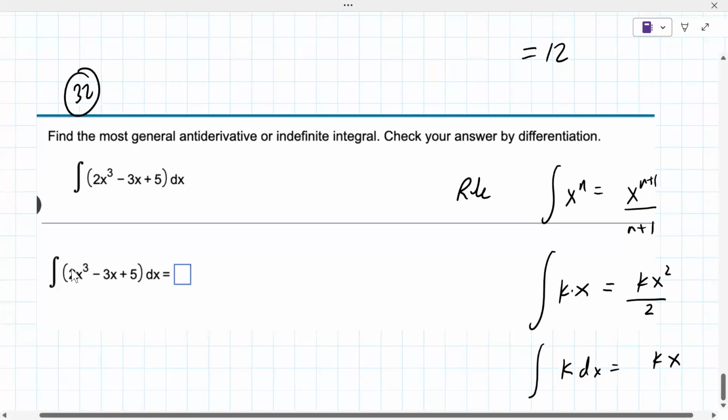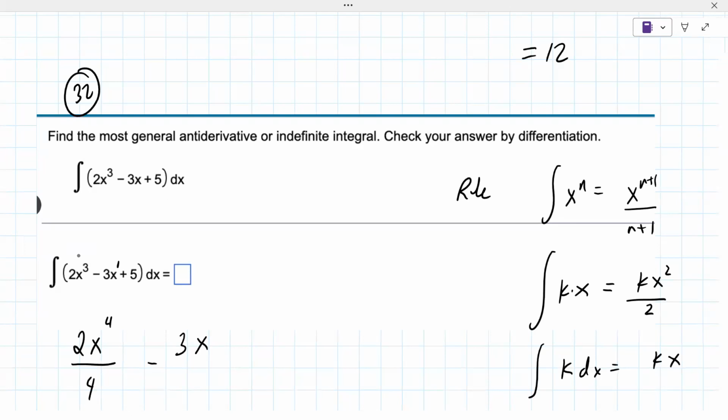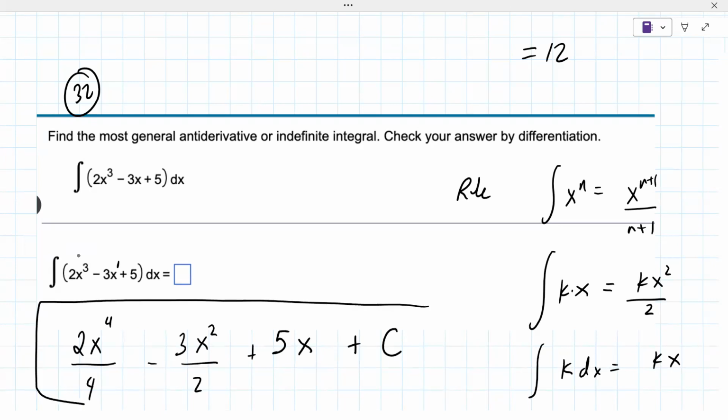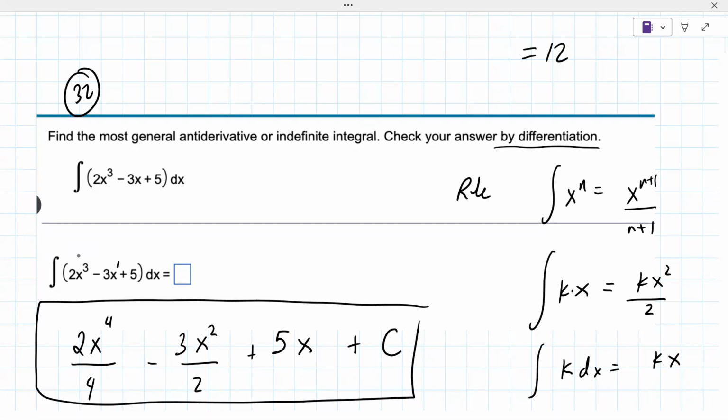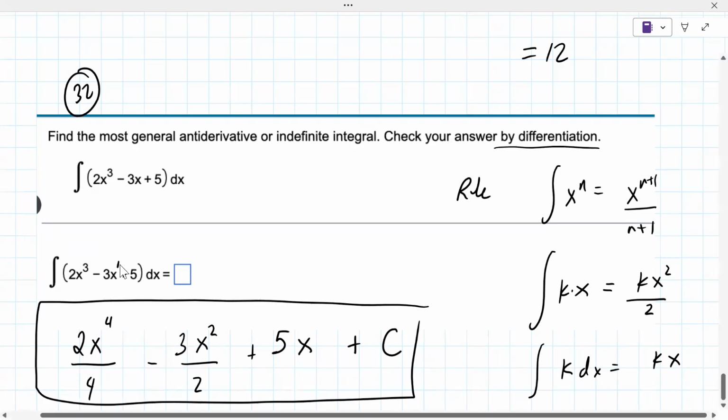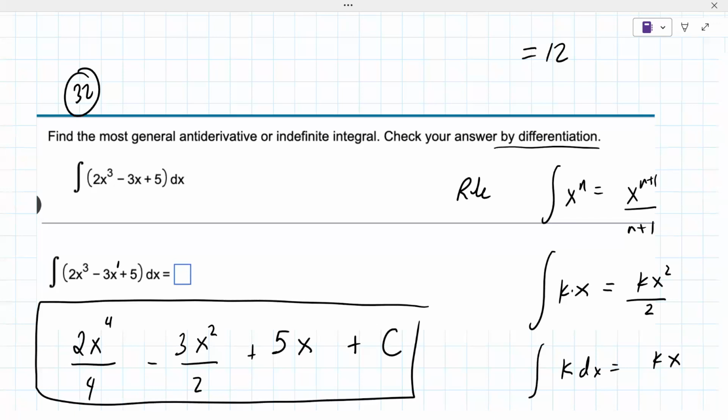So for the first one, you're going to take the exponent and add 1. 3 plus 1 is 4, divided by 4. For the second one, it's really 3x to the 1, so it's minus 3x squared over 2. The last one was just a constant, you add an x there. And then plus c. It says to check by differentiation. That's how you're going to work through those multiple choice answers: go to the answers, take the derivatives, and see which ones work out.